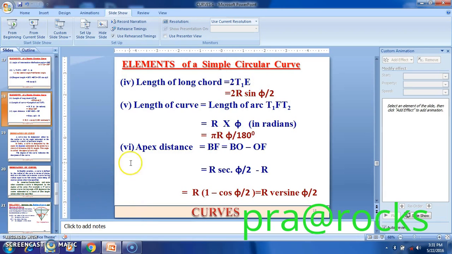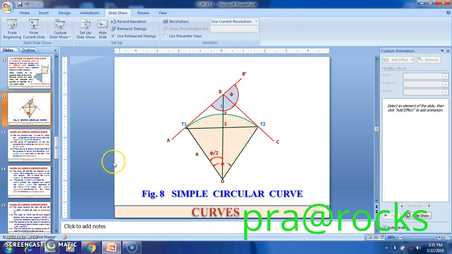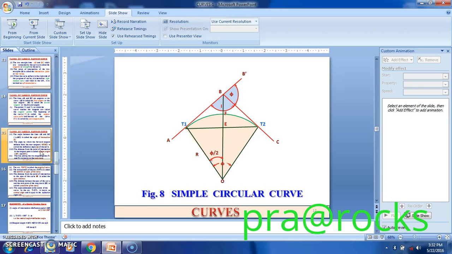And then the length of the long chord is given by 2 times T1E, which is 2R sin phi by 2. We can see it from the figure. This distance T1T2 will be equal to 2 times T1E, and this distance T1E is R sin phi by 2. So the total length T1T2 is equal to 2R sin phi by 2.